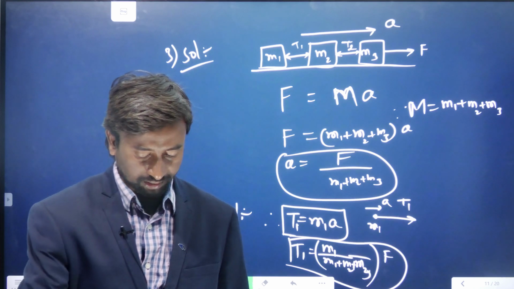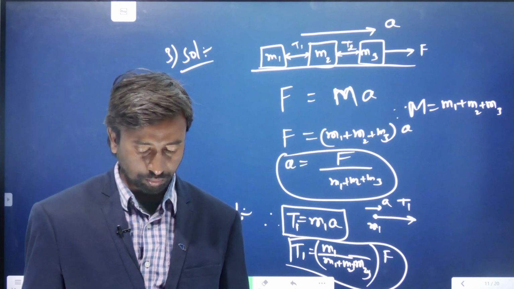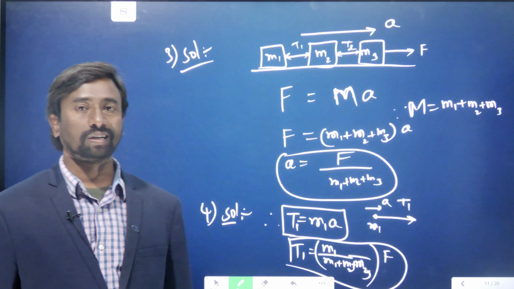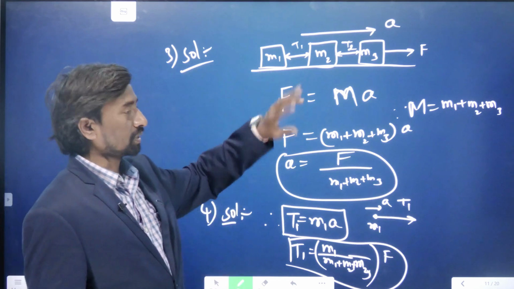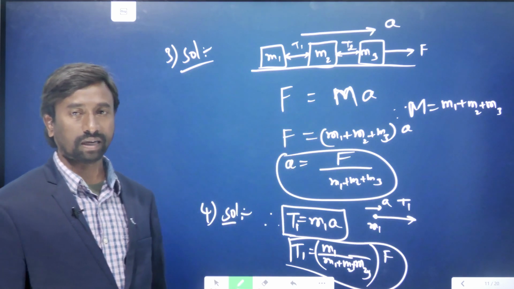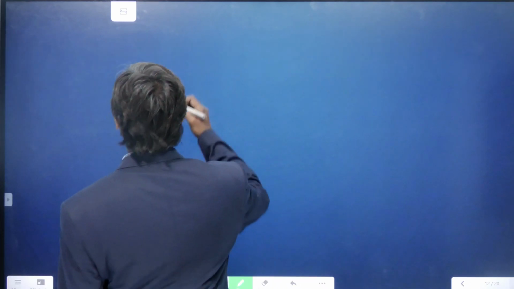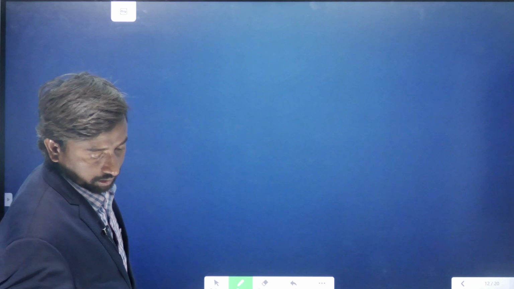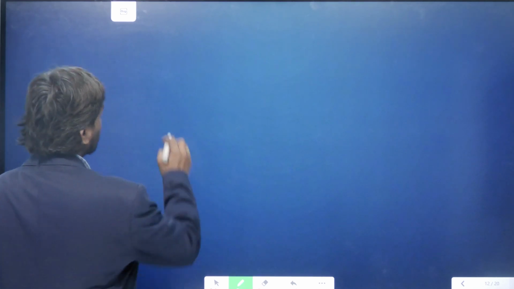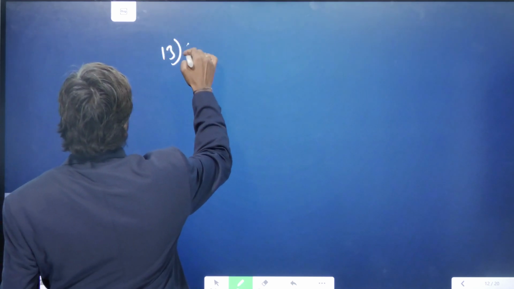And the next example is given here, two blocks. Different blocks are connected not by strings, but simply physically in contact. How to solve that kind of problem, we will see here. Like here, the 13th problem is given.